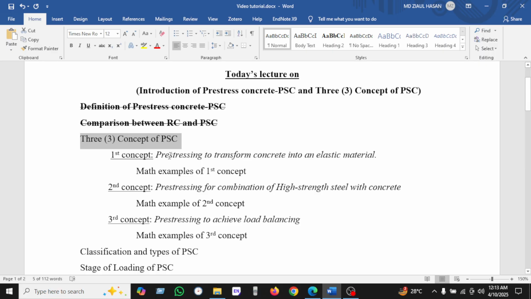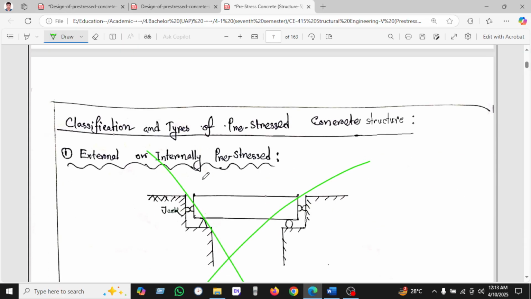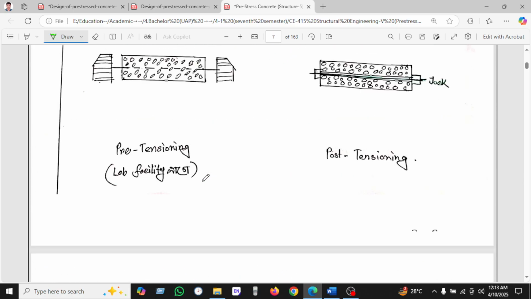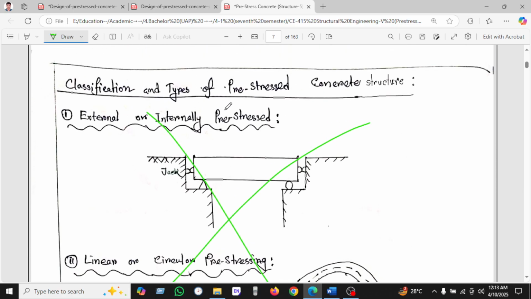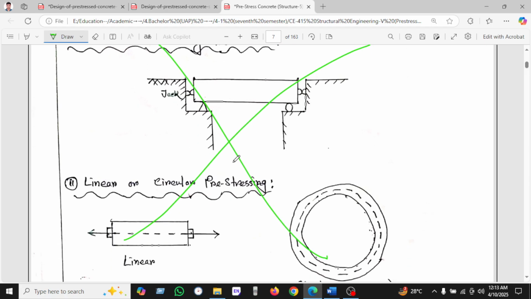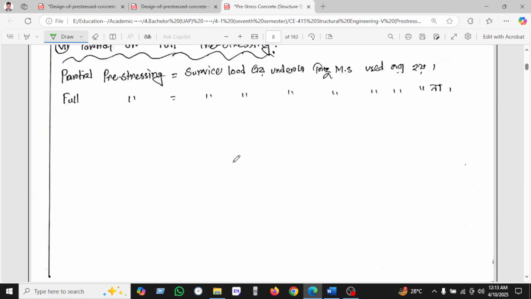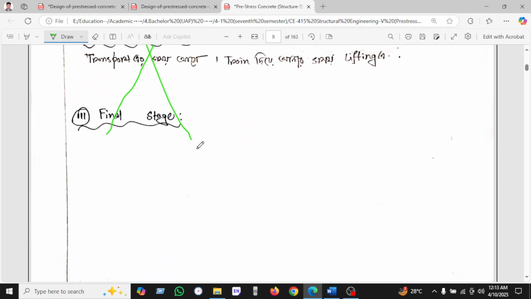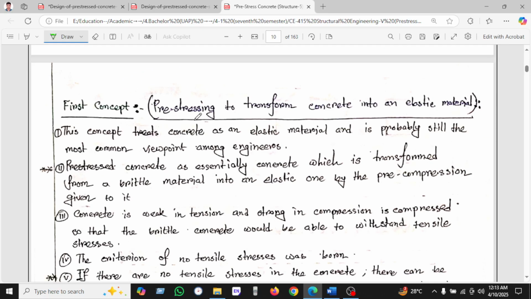The first concept is prestressing to transform concrete into an elastic material. We will see the classification and types of the prestress later, and we will see the stress loading. Okay, this is the first concept, prestress transforming concrete into an elastic material.